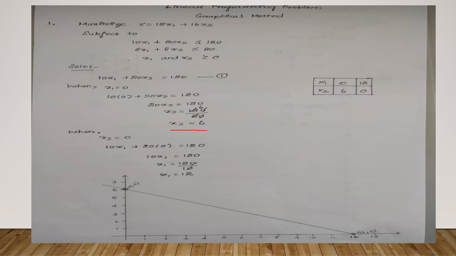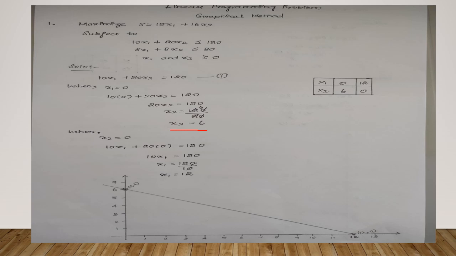Then I do the same process for the next unknown variable. When I substitute x1 as 0, I get x2 as 6. In a graph, this is my x-axis and this is my y-axis, and I have plotted points. When x1 is 0, I get x2 as 6. Now I take x2 as 0, so 10x1 plus 20 into 0 equal to 120. Solving that, I get x1 as 12. I have plotted this and connected the points.